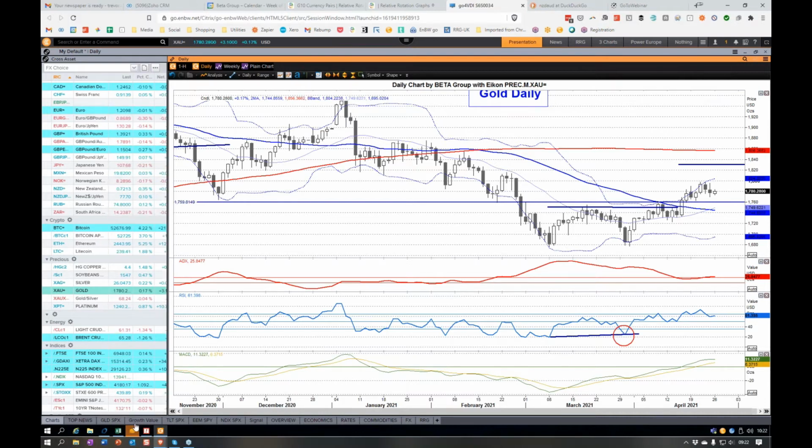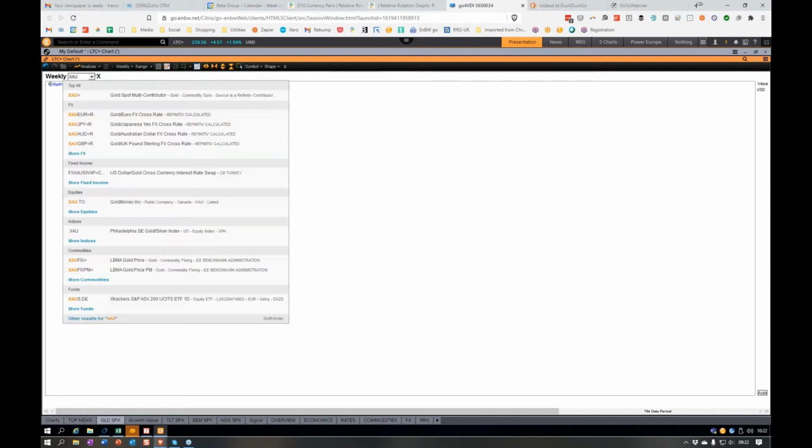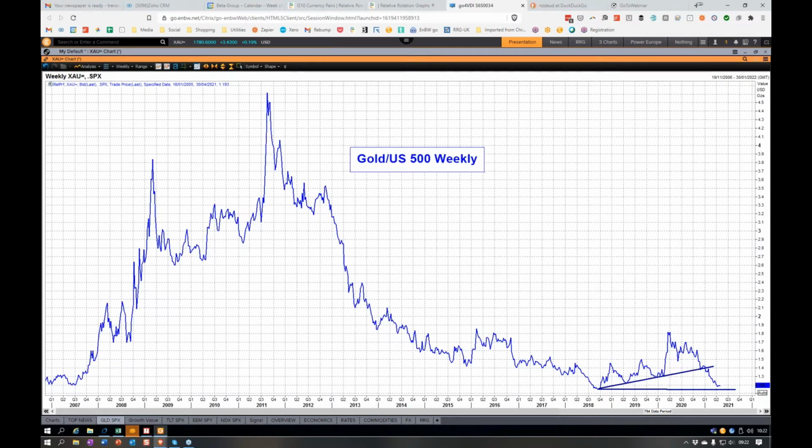I want to keep an eye on the gold S&P ratio here. So this is gold divided by the S&P. Is it better to be in gold or is it better to be in stocks? And the answer to that has been no. Particularly from this point here back in January, when we broke that uptrend line there, where it was better to be in gold than in stocks, but now better to be in stocks than in gold.